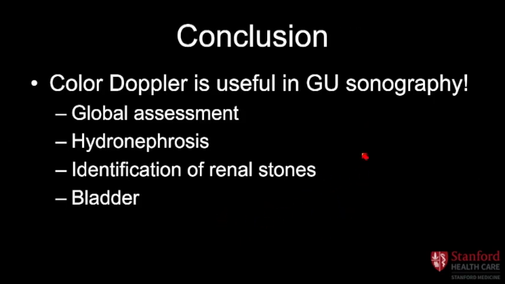Okay, so in conclusion, color Doppler is really useful in GU sonography. It's really important in global assessment of the kidneys and collecting system, in evaluation of patients who have obstruction and hydronephrosis. Color Doppler twinkling artifact is really helpful in identifying kidney stones, but it's not perfect. You need to use those additional sonographic features to improve your specificity. And then color Doppler is helpful in evaluation of the bladder, especially those jets.